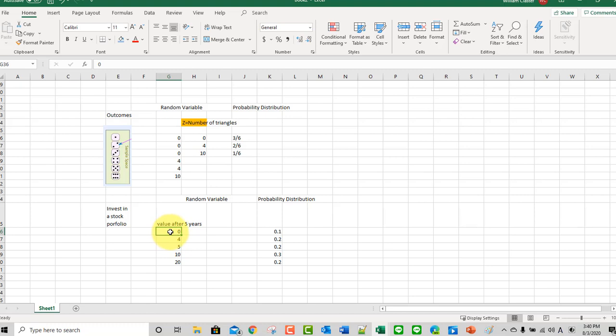We're just going to simplify it, like I said. We're going to divide it into 5 possibilities, and we're going to say it could be 0, 4, 5, 10, and 20. And then this is the probability distribution that we came up with for this random variable.